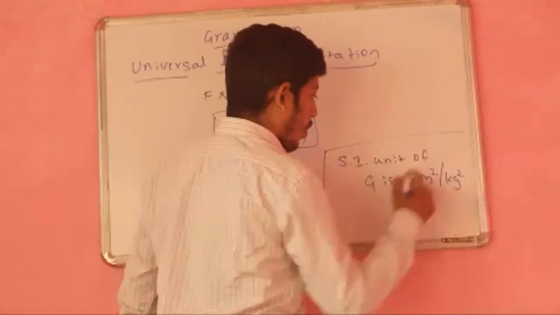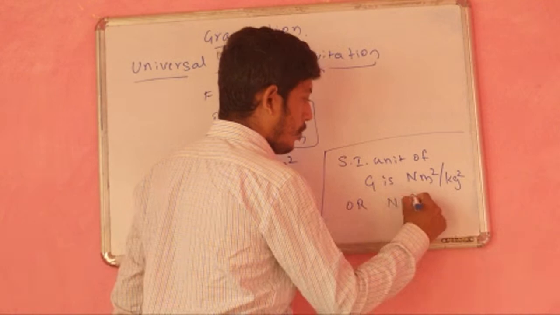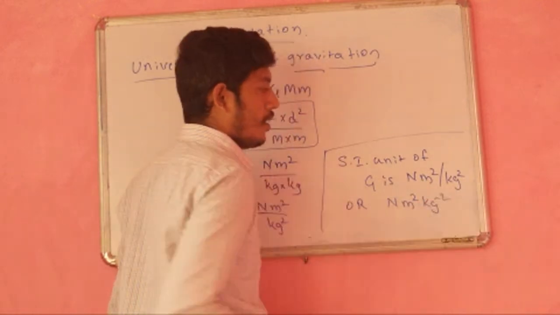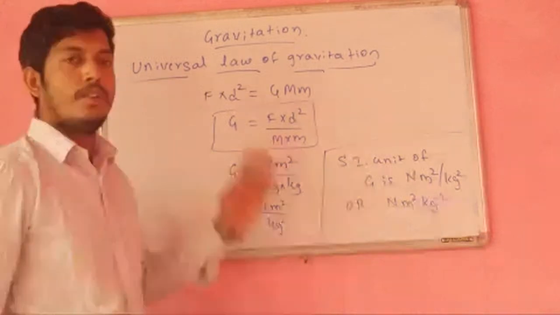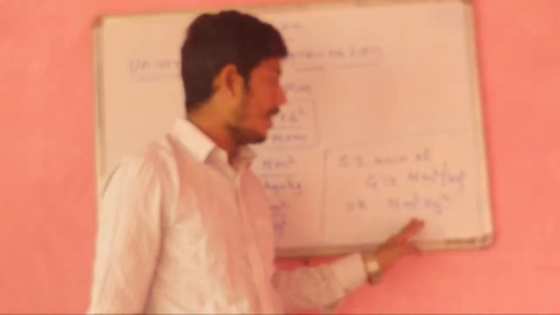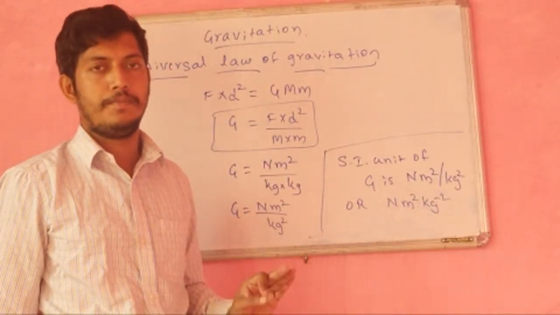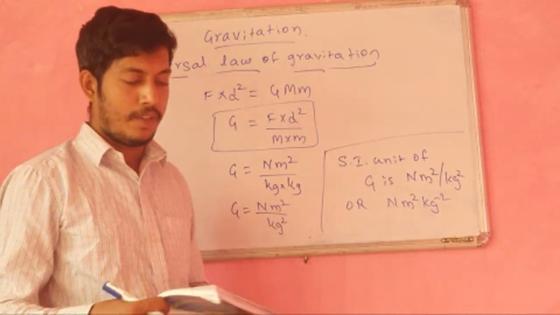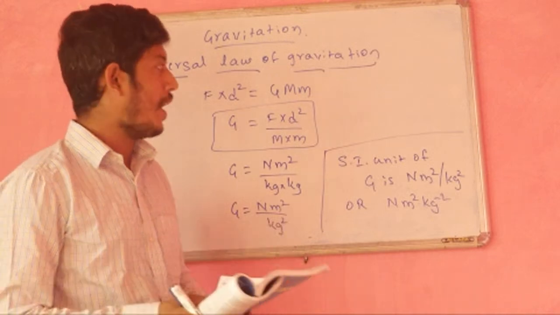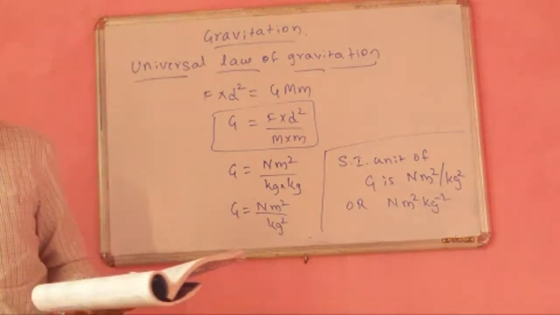So therefore the SI unit of capital G is Newton meter square per kg square, or we can write Newton meter square kg raised to minus 2. Newton meter square per kg square, or N m square kg raised to minus 2. This is the SI unit of gravitational constant.